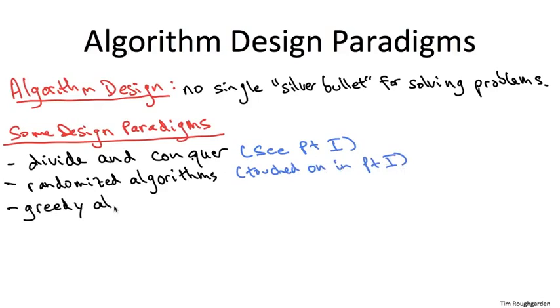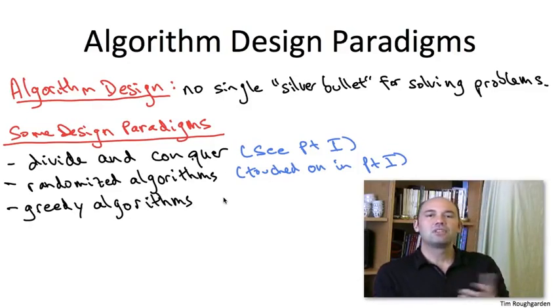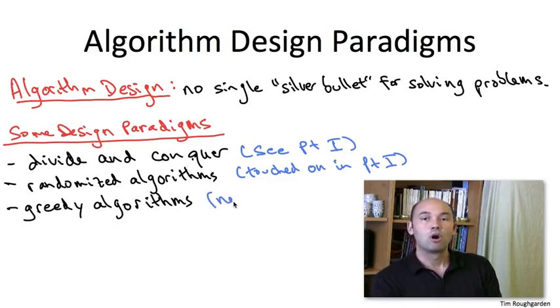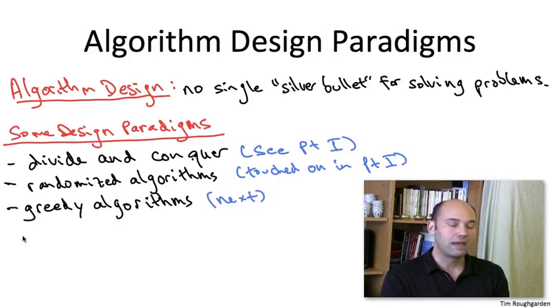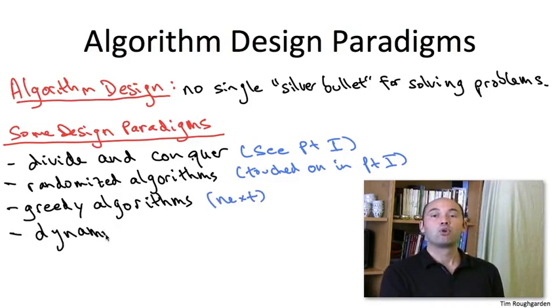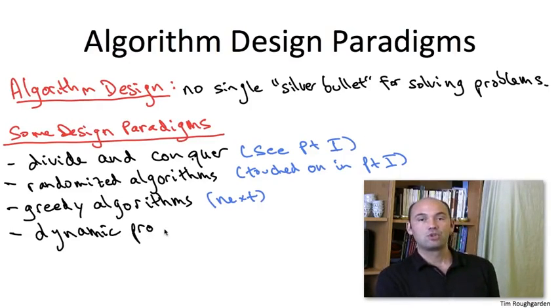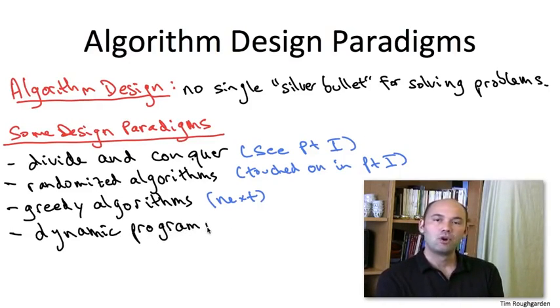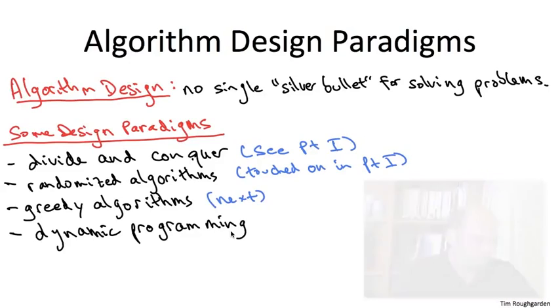So the next major paradigm we're going to discuss is that of greedy algorithms. So these are algorithms that iteratively make myopic decisions. In fact, we've already seen an example of a greedy algorithm in part one, namely Dijkstra's shortest path algorithm. And then the final paradigm we're going to discuss in this class is that of dynamic programming, a very powerful paradigm which solves, in particular, two of the motivating questions we saw earlier, namely sequence alignment and distributed shortest paths.